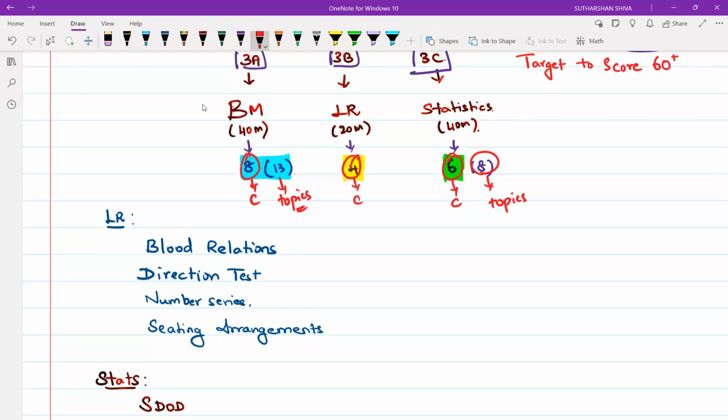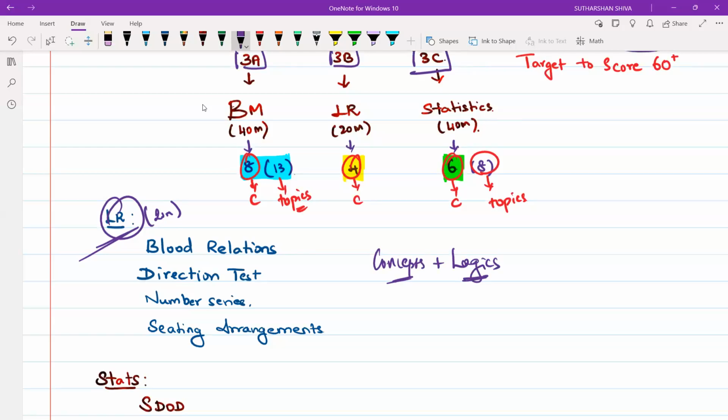If I want to score 60 plus, if I sit for revision, what do I need to do? First, I will revise logical reasoning because it comes for 20 marks. In logical reasoning, do only the concepts plus the logics we have studied. That's a simple thing. If you want to read, you can read that.